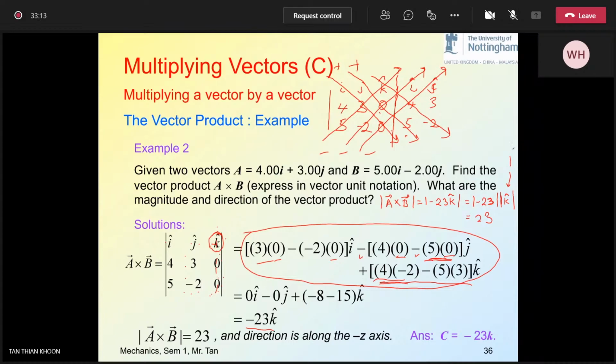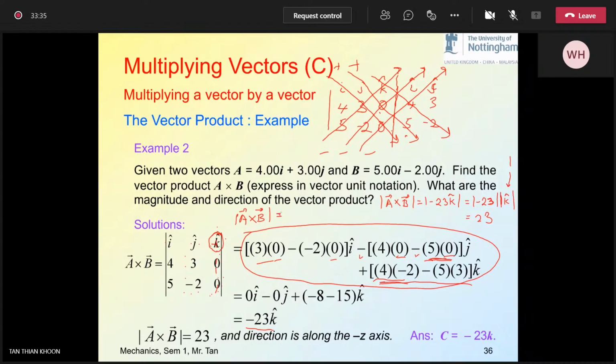Understand? Yeah, thank you. Okay, welcome. All right, so we just get the whole magnitude. Of course, if you want, you can also do this. Use the Pythagoras. It means that you want to find A cross B, vector A cross B.